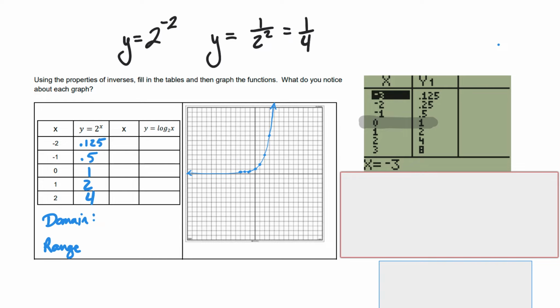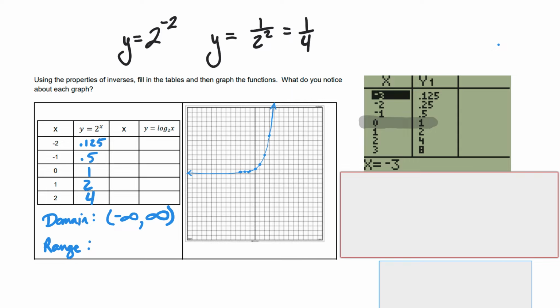The domain of this function is how far left and right it's going. Well, we can see that it's going infinitely left, so it has a boundary of -infinity, and it's going infinitely right. So our domain is all real numbers. This is another spoiler for you: on an exponential function, the domain is always going to be all real numbers, just like quadratics. So if you have that, the domain is all real numbers.